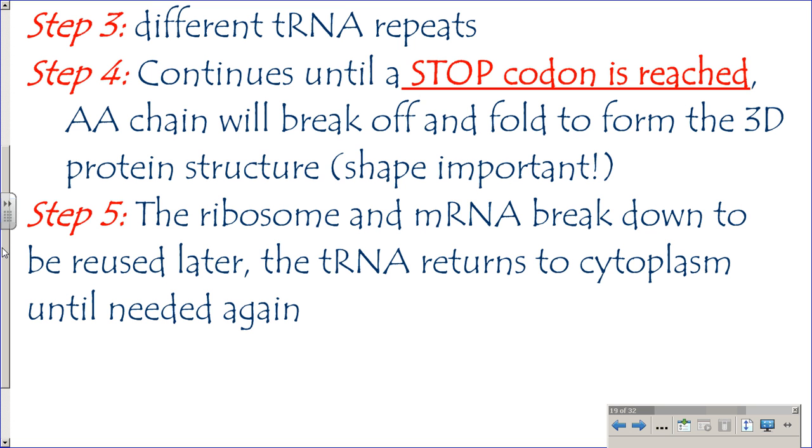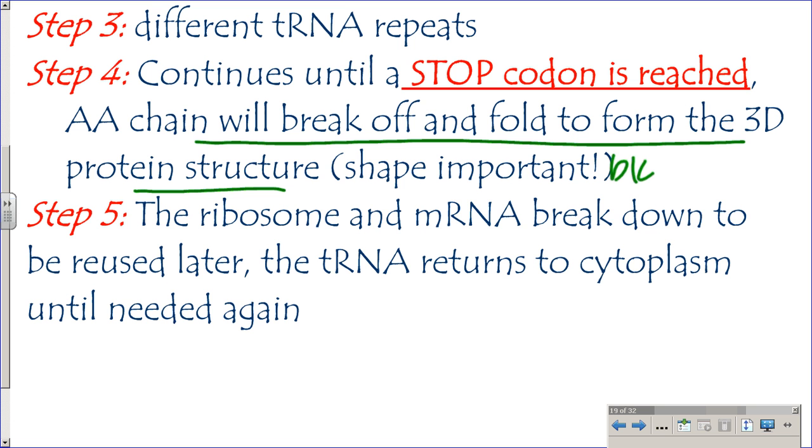You know that shape matters in proteins and enzymes because, you remember, with the substrate and the enzyme, if they didn't fit together, they wouldn't react or catalyze. So the shape is very important, and that's the only part I would definitely want you to write down: the amino acid chain will break off and fold to form that protein structure. The shape controls the function of the protein, and that function is the real reason we're making this protein.